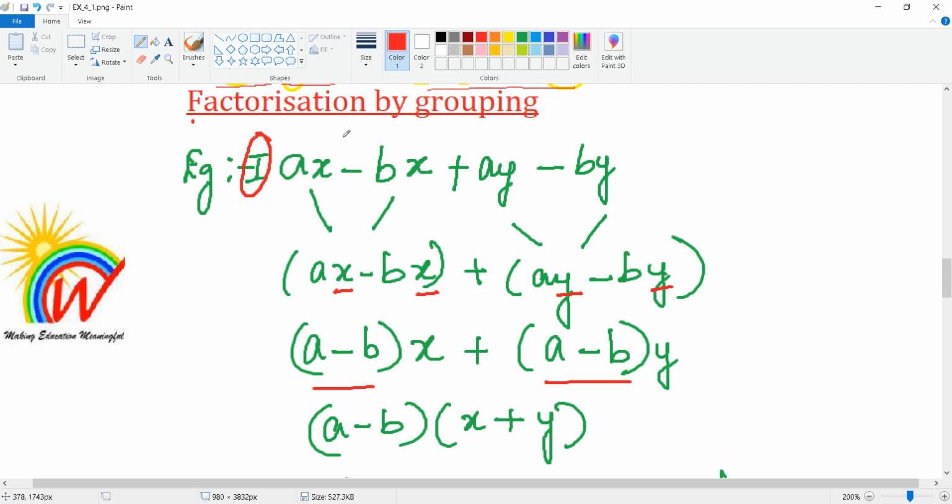See, now if you look at the first two, x is common, but then in the third and fourth you don't have x. Then if you take the first and third, a is there, but in the other two, a is not there. So there is nothing which is common in all of them. So you group them. If you want to group the x terms together, you can group it as ax and bx together, and the y terms could be grouped together, ay and by. So here what I have done, I have separated the x together and the y's together.